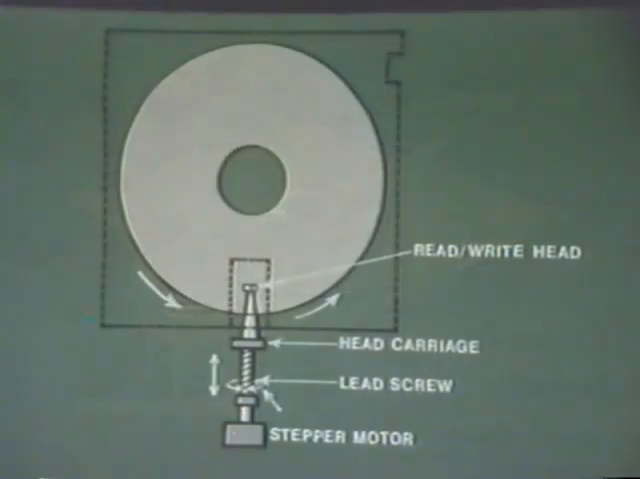The read-write head is mounted on an arm, somewhat analogous to the tone arm on a record player. This arm is attached to a stepper motor. A stepper motor uses a lead screw to position the read-write head at the desired position on the diskette. The stepper motor and lead screw allow both extremely accurate and exact repeatability of read-write head placement.